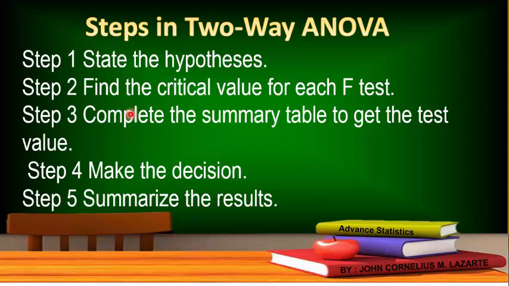We need to know first the steps in the two-way ANOVA. And these are, first, state the hypothesis; second, find the critical value for each F-test; then complete the summary table to get the test value; make a decision; and finally, summarize the results.